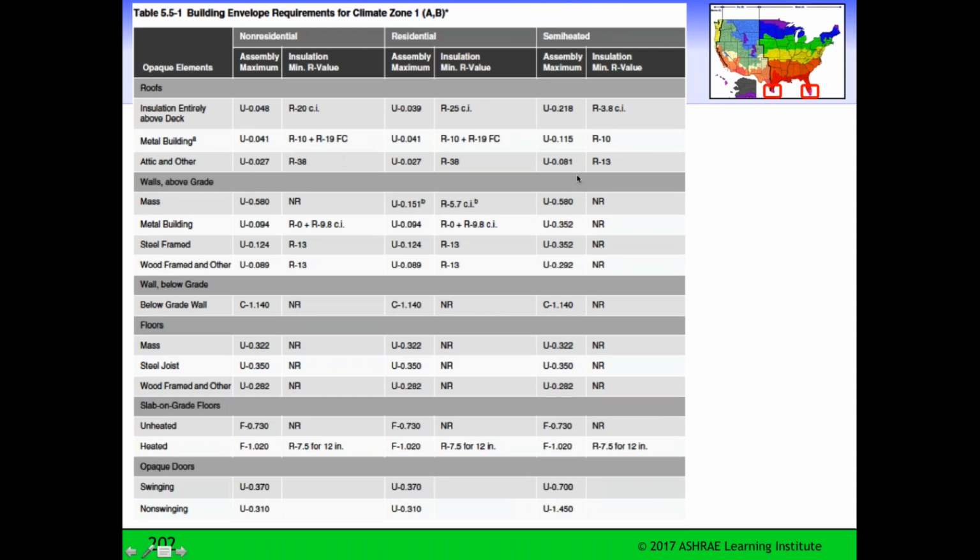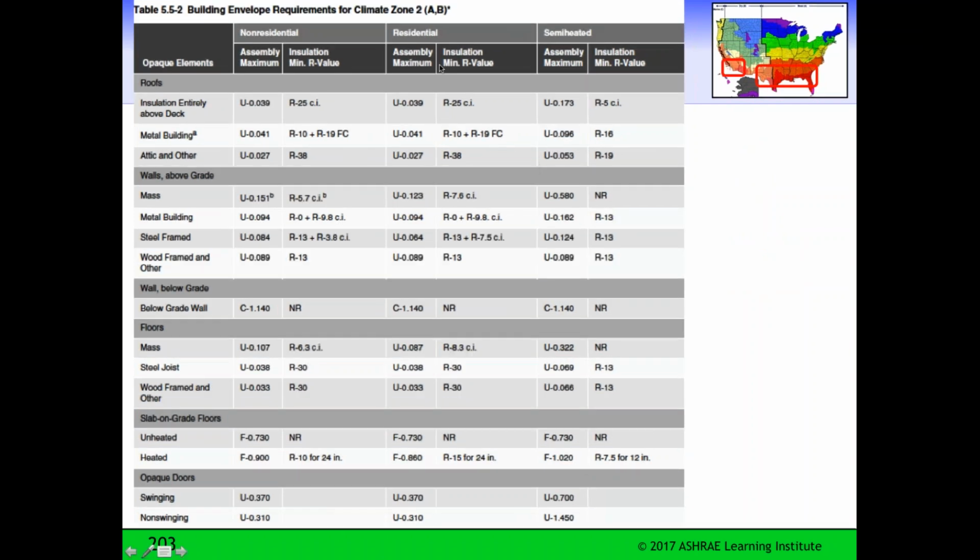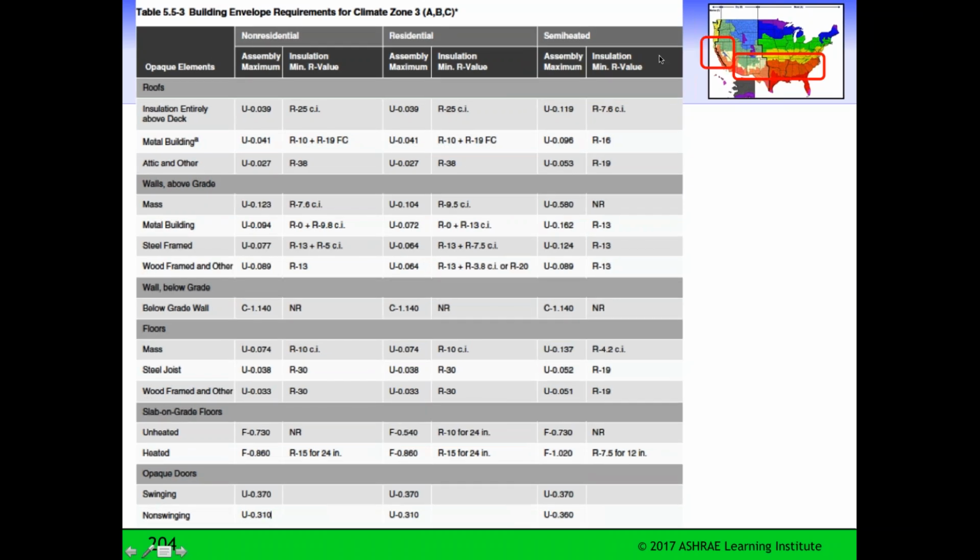I'm not going to go through this, but each of these tables show the area of the continental US or Alaska where it applies and the values. And we've intentionally included all of these tables. So even if you don't have the standard at your desk, you can go and find these values by looking at the PDF file you can download from the ASHRAE website.